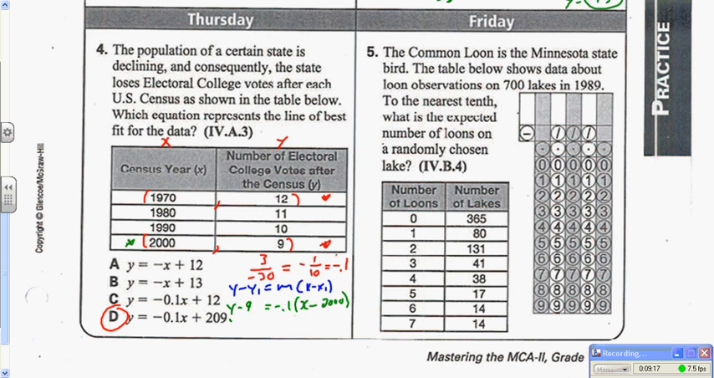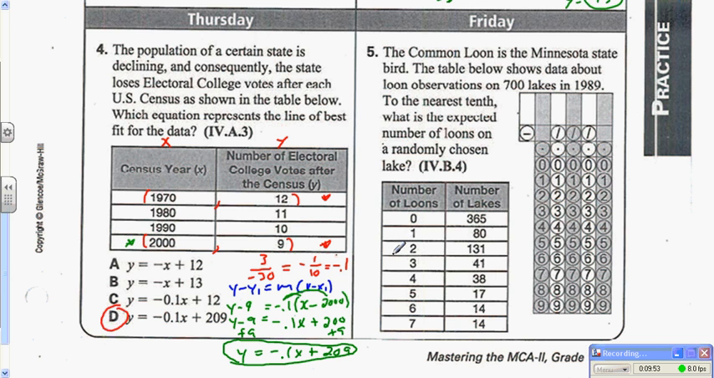So we have y minus 9 equals, and I distribute this to get negative 0.1x, and then that times that, which is positive 200. We add 9 to both sides, and we get y equals negative 0.1x plus 209. Another way to get it besides your calculator, not too bad.